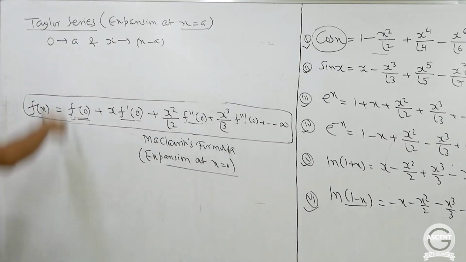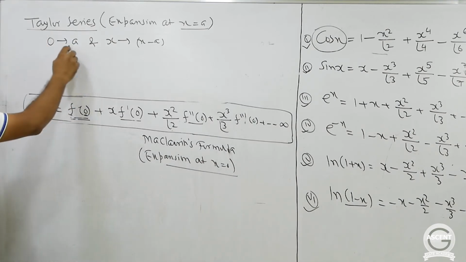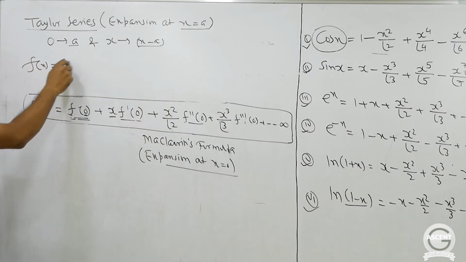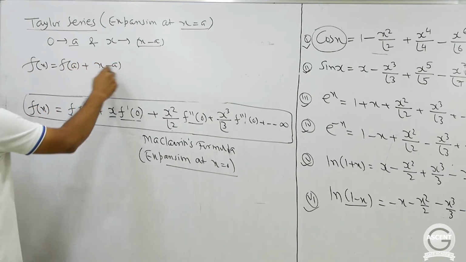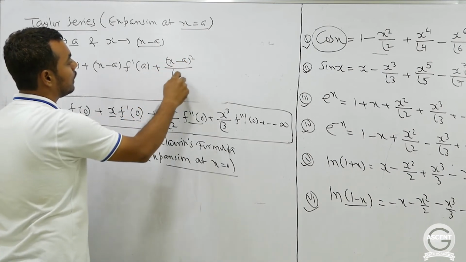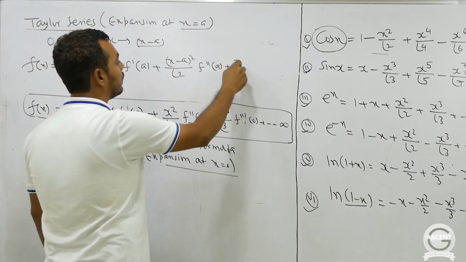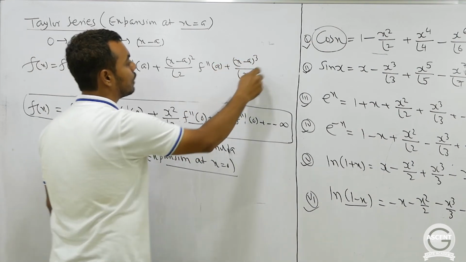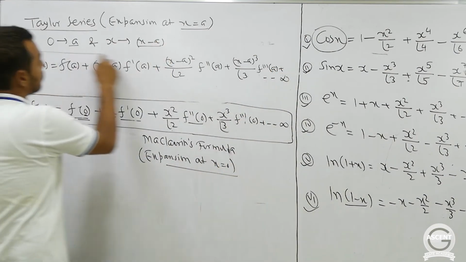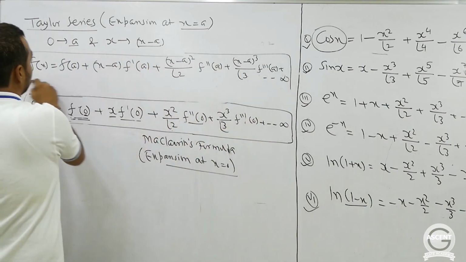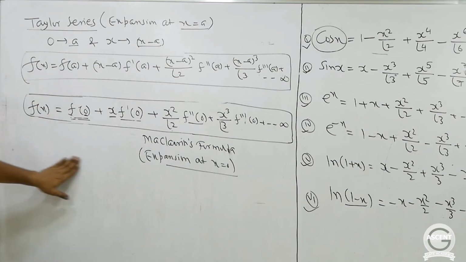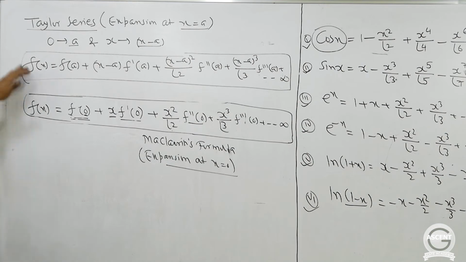Now if I want this Taylor series from here, replace 0 by a and x by x minus a. So I will get f(x) equals f of a plus x minus a into f dash a plus x minus a square by 2 factorial, second derivative at a, x minus a cube by 3 factorial, third derivative at a, and this will continue up to infinity. So this formula is called Taylor's formula. And here if you place a equals to 0, then you will get this Maclaurin's formula. Okay, so you need to remember these two formulas. Now we'll take some problems based on these two formulas.